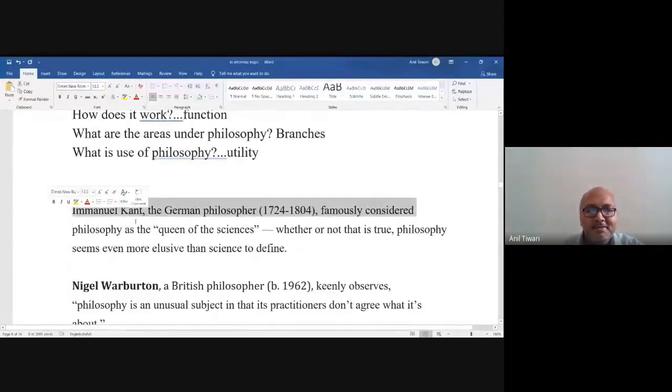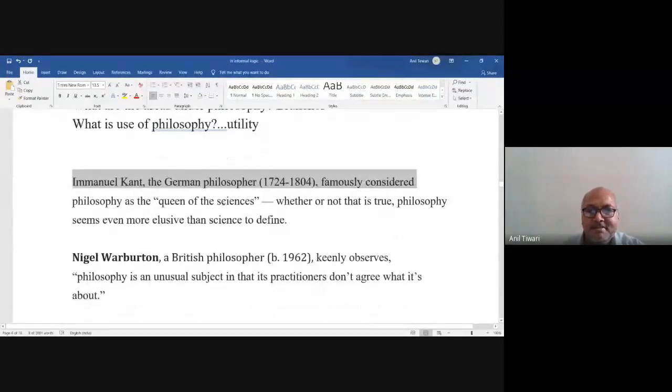Immanuel Kant, who is a famous German thinker, made a very general remark regarding philosophy. He suggested that philosophy is the queen of the sciences. That means it is the most significant intellectual enterprise among all the things which we systematically study. He will have something more to say, but this is a very general remark, related to the feature of philosophy. It is queen of the sciences.